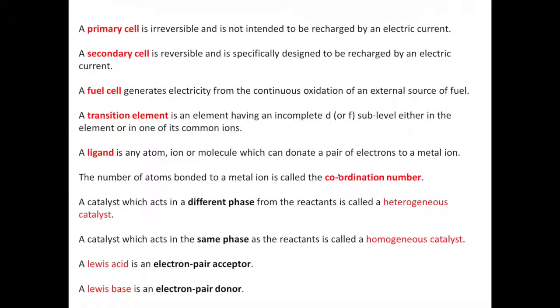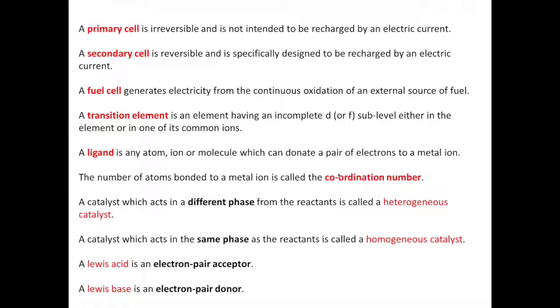A primary cell is irreversible and is not intended to be recharged by an electric current, for example the batteries in your remote control at home. A secondary cell is reversible and is specifically designed to be recharged by an electric current. This could be a rechargeable phone battery or a rechargeable normal battery that you use in everyday things. For example, you can actually get batteries that are rechargeable that go in your remote, like AA and AAA batteries. A fuel cell generates electricity from the continuous oxidation of an external fuel source and is an open system.